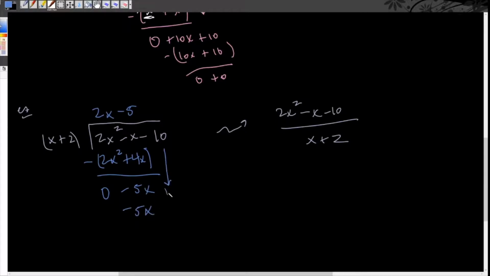Bring down the 10. Then negative 5 times 2 is negative 10 as well, and I'm subtracting this off. Negative 5x plus 5x is 0, just like we need, and negative 10 plus 10 is 0, and so we're done. Here's the answer. Works just the same way.